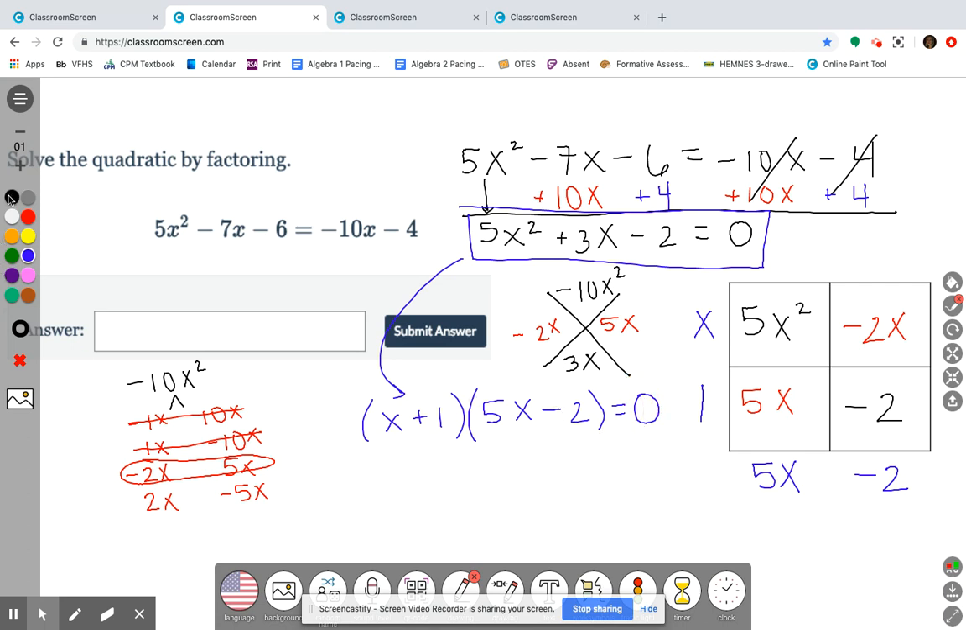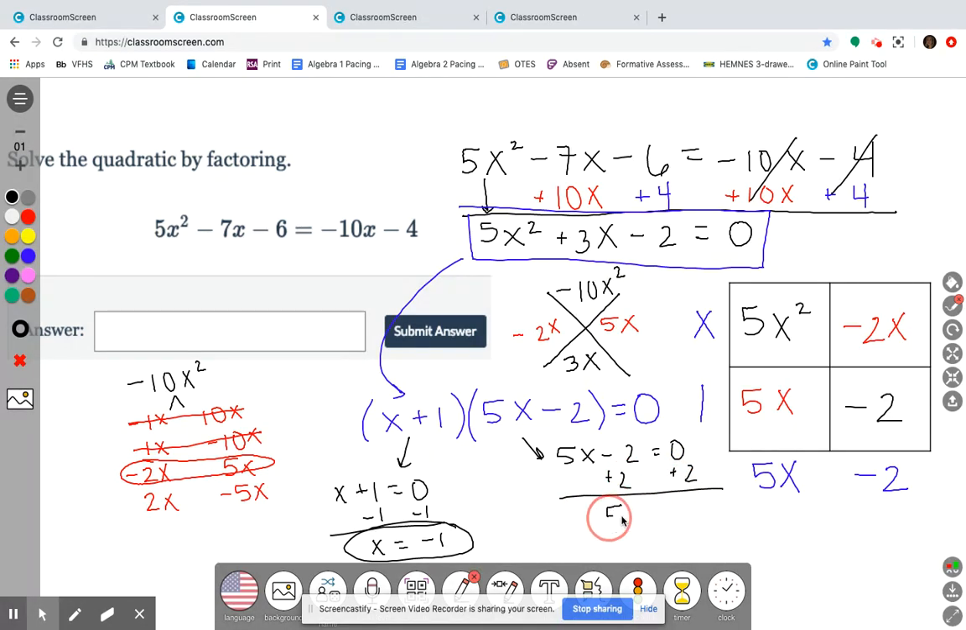And your final step to finish is to solve for x, and you're going to use the zero product rule to set the first parenthesis equal to 0 and set the second parenthesis equal to 0. Solve for x in both cases. This first one's quick. We just need to subtract 1 from each side. This second one, you need to start by adding 2 to both sides. We'll get 5x equals 2. And we need one more step to get the x by itself. We need to divide both sides by 5. And we'll get x equals 2/5.